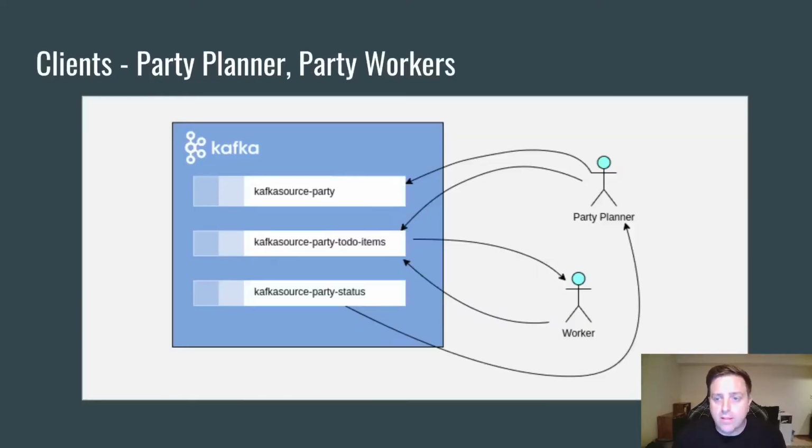This example has a party planner who writes to the party topic and the party to-do items topic. They'll create a party, create a list of items, attach it to the party, assign it to the workers. The workers will read the party to-do items, and as they complete the tasks, they'll write back to the party to-do items with an updated status. The party planner's view reads the party status topic, which has the updated list of items with their current status and the status of the overall party.